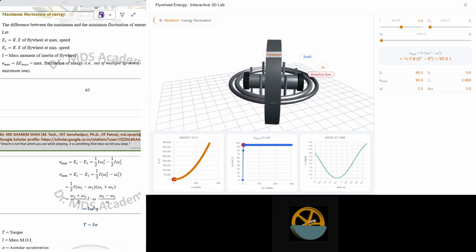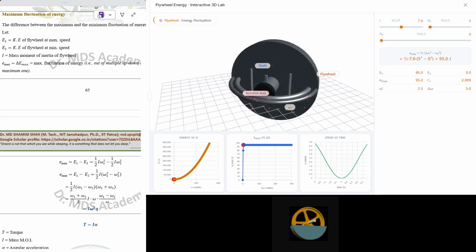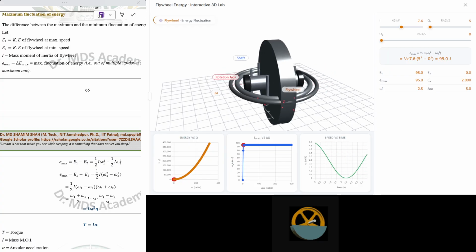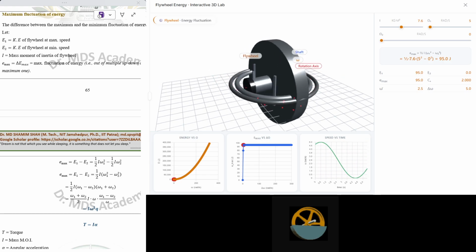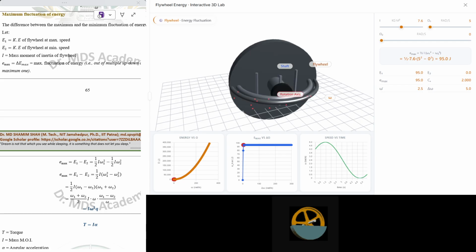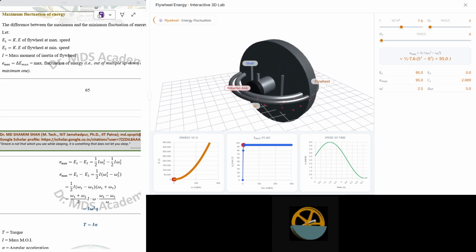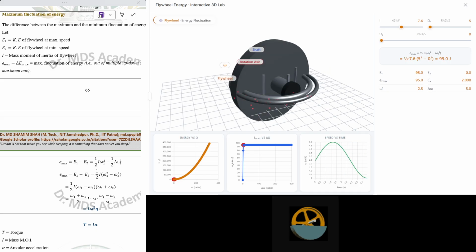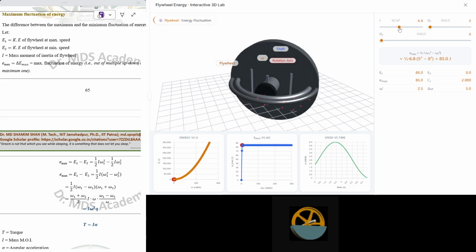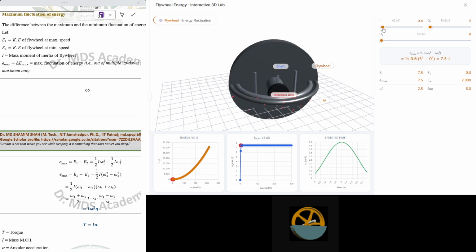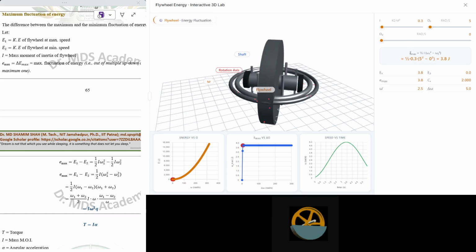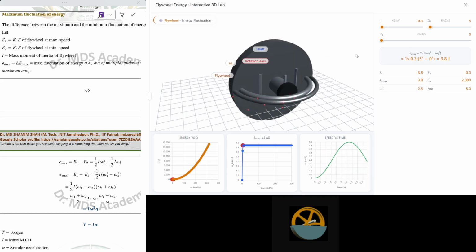Now see in the animation here, you will find we have a variable I. See in the formula, Emax is equal to 1 by 2 I times omega 1 square minus omega 2 square. So I was the mass moment of inertia. As you are decreasing the mass moment of inertia, see what is happening. The energy stored in the flywheel is decreasing.